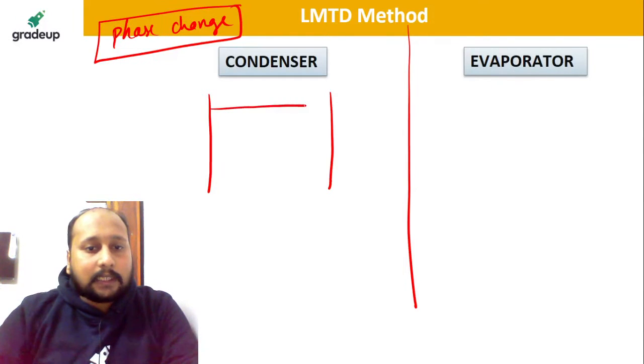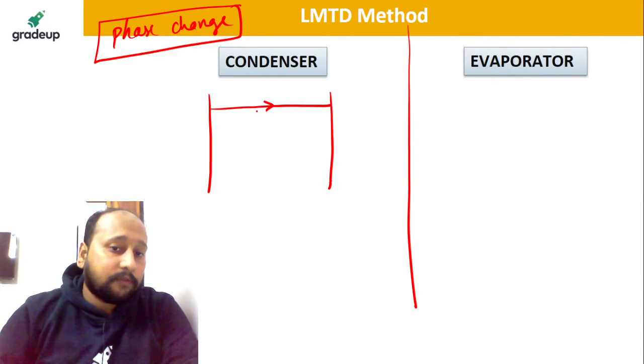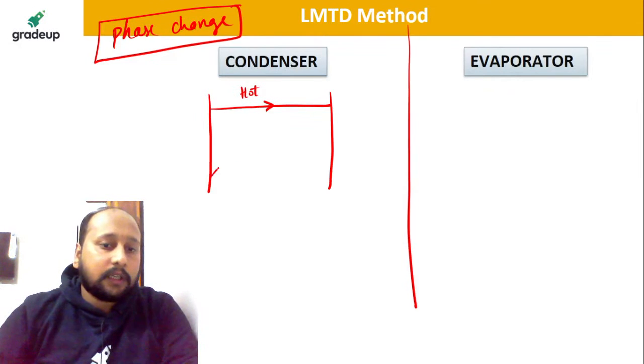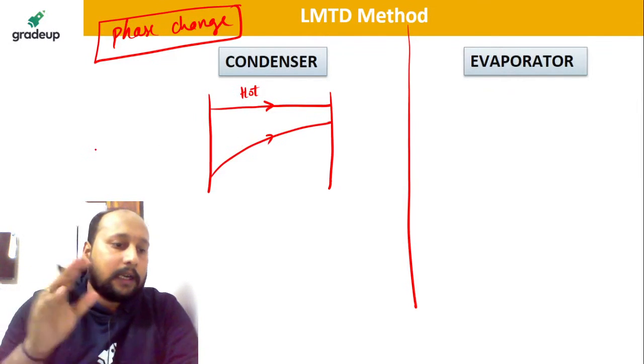So we'll be drawing a straight line because there is no temperature difference. So the hot fluid will be undergoing a phase change, and this is your cold fluid. Ultimately, you'll be getting the answer.